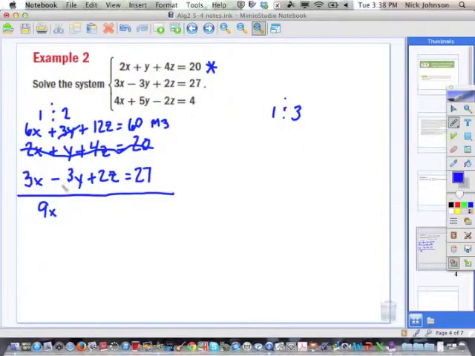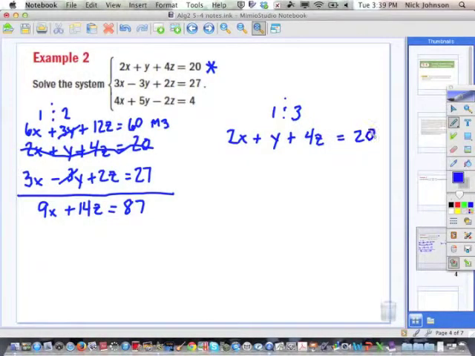And 3y and a negative 3y are added out. 12z and 2z is 14z. And 60 plus 27 is 87. So as you notice, I got down to my x's and z's. I got to do that with 1 and 3 here. So 2x plus y plus 4z equals 20, and 4x plus 5y minus 2z equals 4.